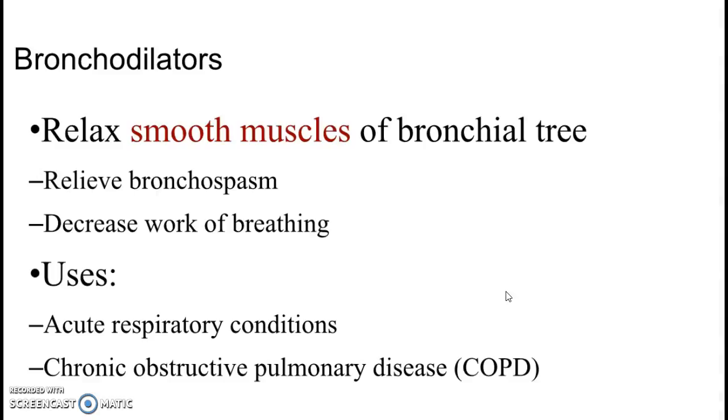So the purpose of bronchodilators is to relax the smooth muscle, which will relieve some bronchospasm and decrease the work of breathing. So think of it as having a garden hose, and you're just going to make the opening of your garden hose bigger. So instead of constricting, the muscles are going to open up. Bronchodilators are, I would have to say, the mainstay of respiratory treatment. We use those for everything. That's like the cure-all, dilating those bronchioles so people can breathe better.